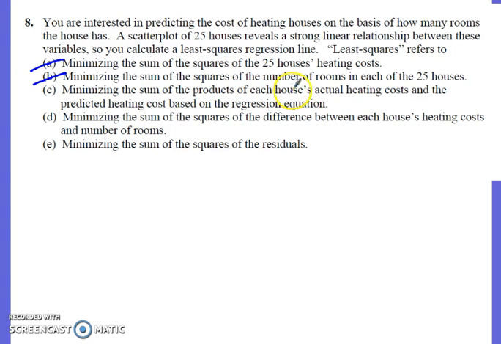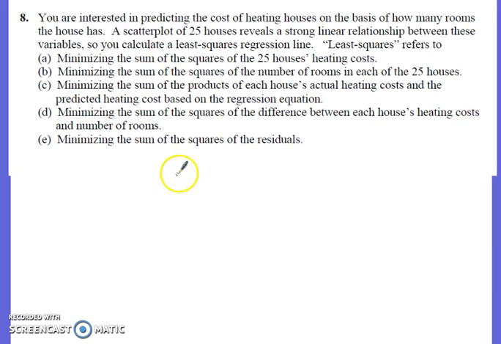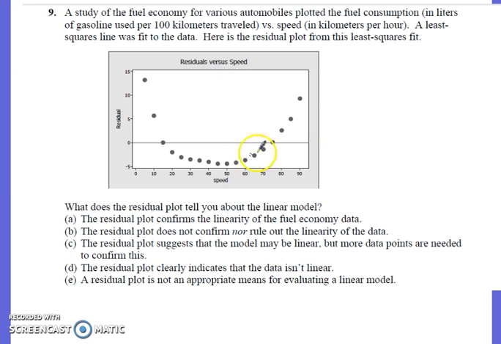Minimizing the sum of the products of each house. Nope. Minimizing the sum of the squares of the difference between each house's heating cost and the number of rooms. Not the difference between x and y. It is minimizing the sum of the squares of the residuals, the difference in the y and the y hats. So E is your correct answer. Number 8 again, we don't need to do it again. Number 9, a least squares regression line was fit to the data, and here is the residual plot.